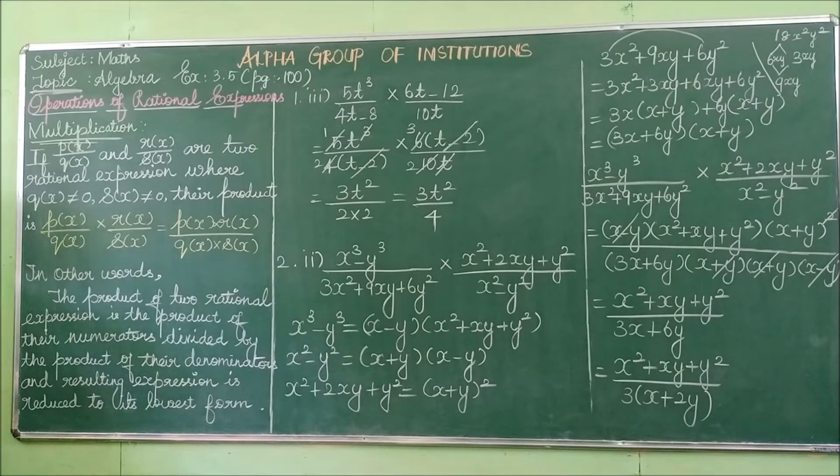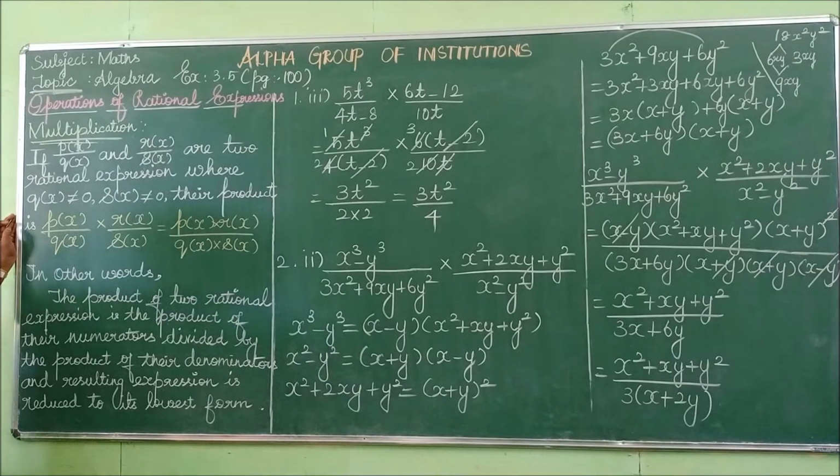In rational expressions, we have some operations. Generally, in mathematics, there are four operations: addition, subtraction, multiplication, and division. So that is only what we are going to see in rational expressions also.